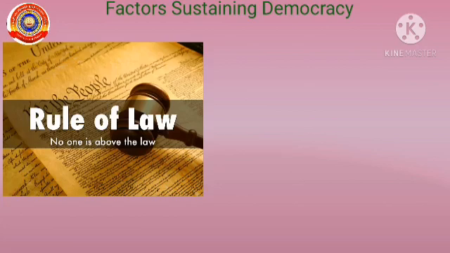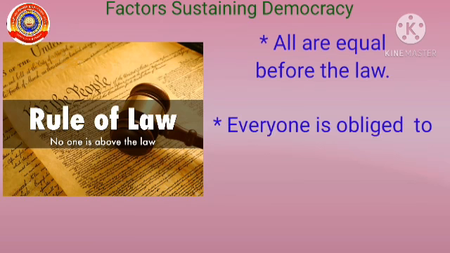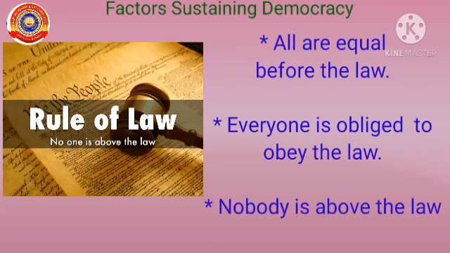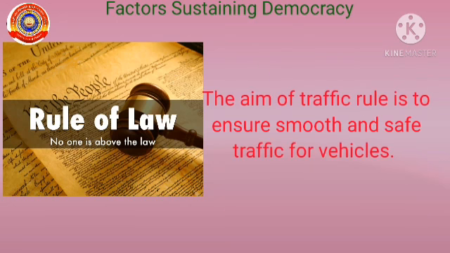First is rule of law. This means that all are equal before the law. Everyone is obliged to obey the law. Nobody is above the law. The significance of the rule of law can be understood from a simple example. The aim of traffic rule is to ensure smooth and safe traffic for vehicles.